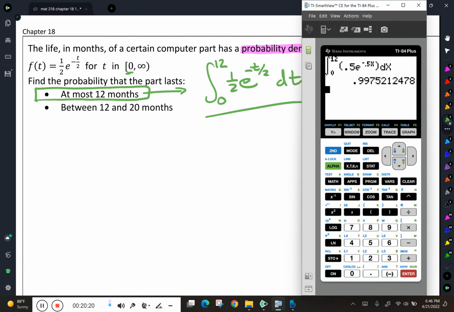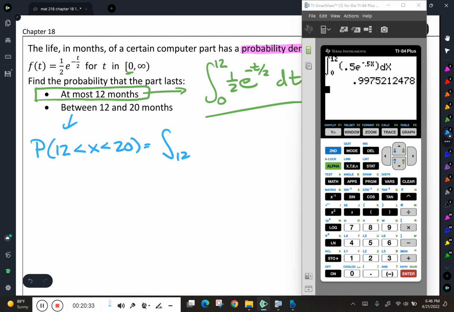Part 2 asks us, what's the probability it'll last between 12 and 20 months? Between 12 and 20 months. So 12 is a lower limit and 20 is an upper limit, that's just going to be the integral from 12 to 20 of 1/2 e to the negative t over 2 dt.